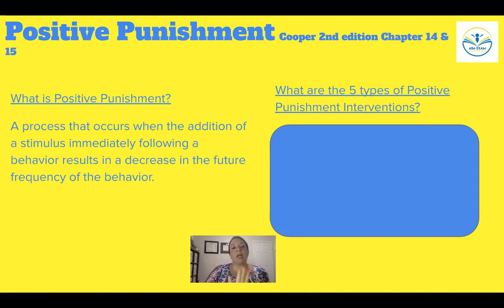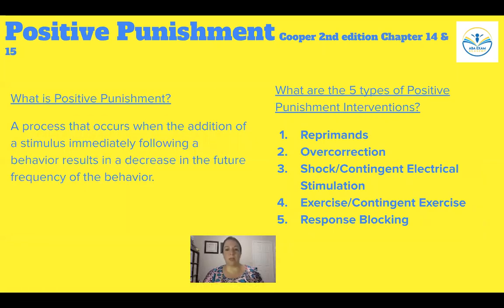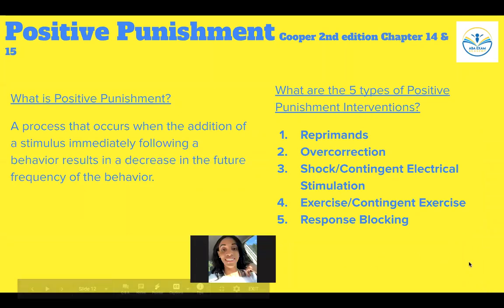And then when we talk about positive punishment, there are 5 different types. Does anyone know those 5 types? Shock, overcorrection, reprimands, response blocking, and exercise. Perfect. You said it. Shock, overcorrection, exercise, response blocking, and reprimands. Very good. Great job. Is this Ronika? Yes. Nice job, Ronika.